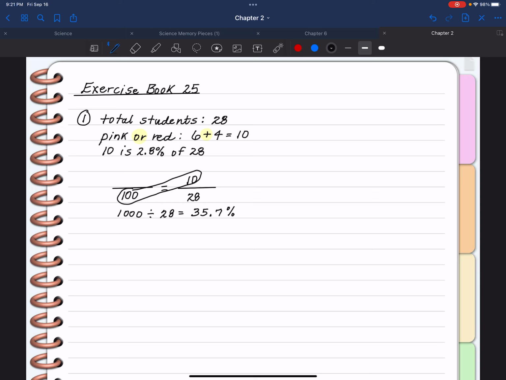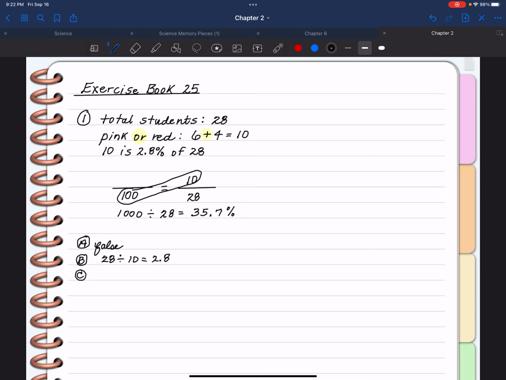A says Susan is correct. So A is a false statement. B says Susan is incorrect because she found the total students divided by the students who chose pink and red. So 28 divided by 10 is 2.8. That is very likely the answer, but let's keep going here.